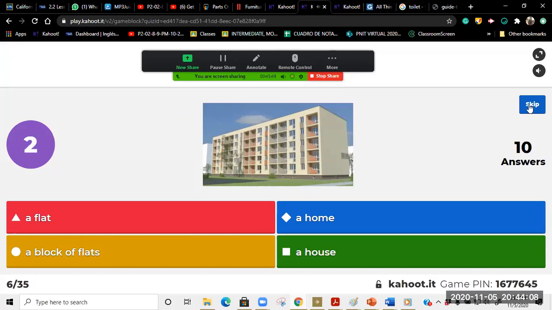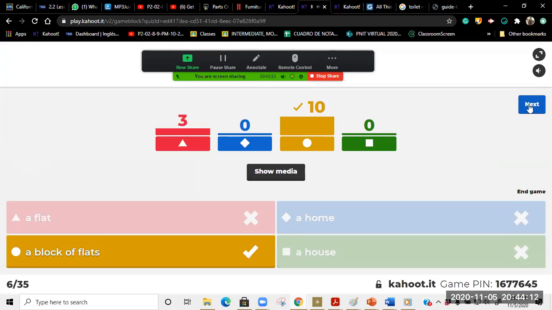Si no se acuerdan, está bien. We can review. A block of flats. Excellent. It's a block, un bloque de apartamentos. Es un término que se le da en Europa. Okay, so in the United States, you call them just apartments. In Europe, a block of flats. Very good. A block of flats. Excellent for those of you who answered.